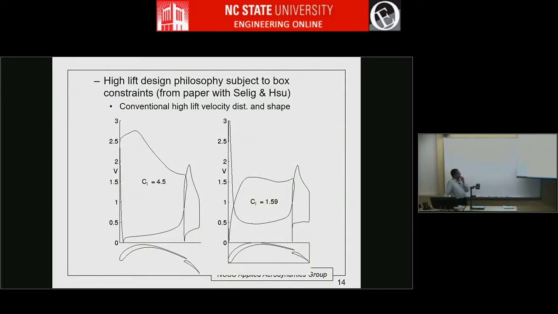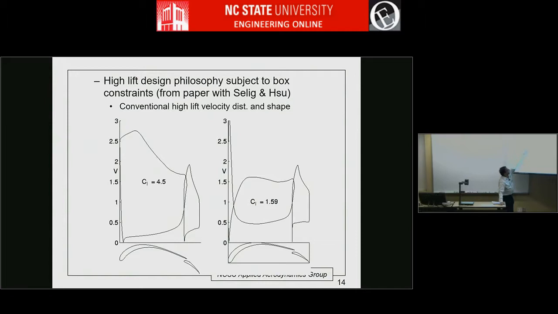I'll post the paper that we wrote on how we came up with the design methodology, and here is the velocity distribution. So very soon we'll be talking about velocity distributions like this, and we'll talk about how to interpret them. But essentially, the area under the curve is the lift.